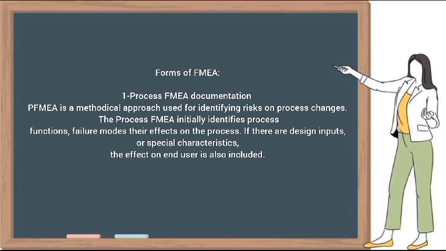Forms of FMEA. 1. Process FMEA documentation. PFMEA is a methodical approach used for identifying risks on process changes. The process FMEA initially identifies process functions, failure modes, and their effects on the process. If there are design inputs or special characteristics, the effect on the end user is also included.